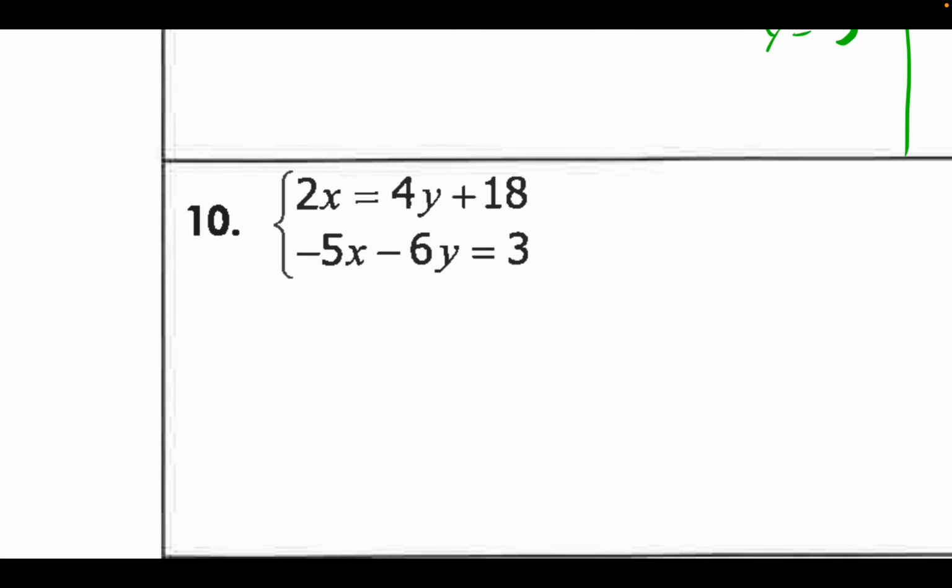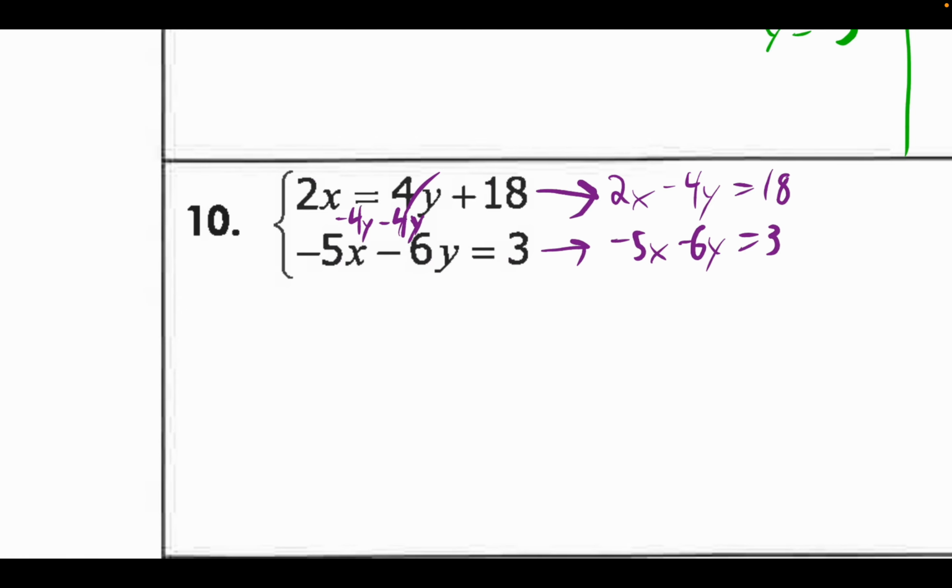On to number 10. X, y, numbers, but the equal signs. Ooh, so the y's actually aren't lined up. So I want to move this one over here, so they both go x, y equals numbers. So I accomplish that by subtracting 4y. And so I end up getting 2x minus 4y equals 18. And my bottom equation can remain the same at negative 5x minus 6y equals 3.